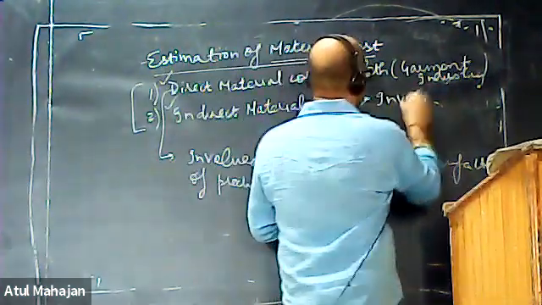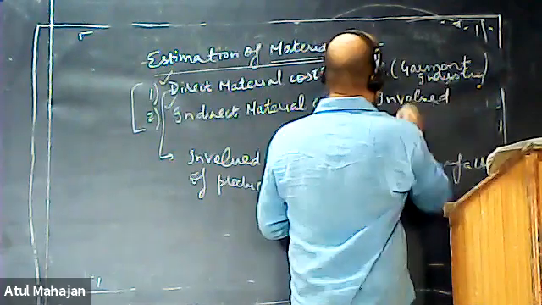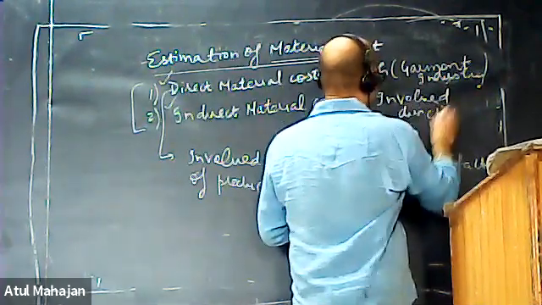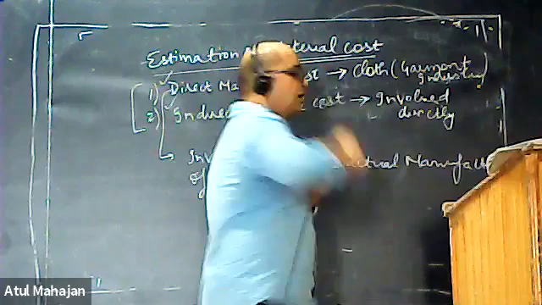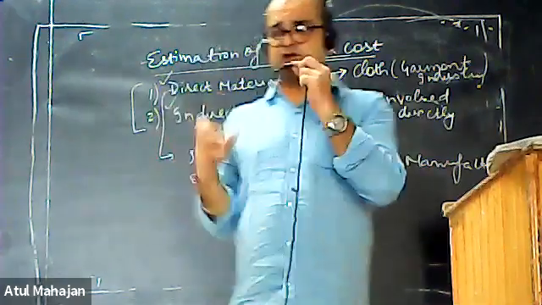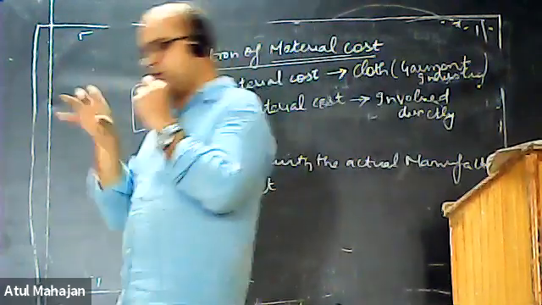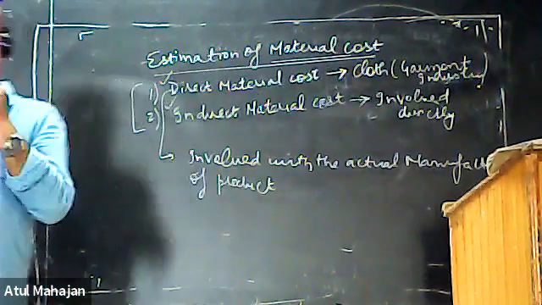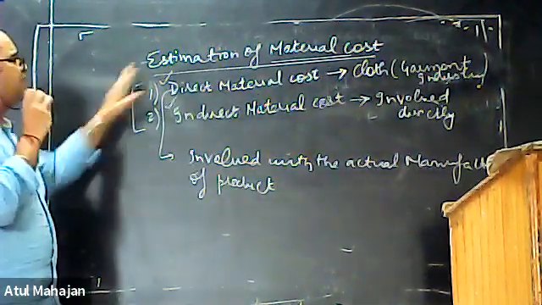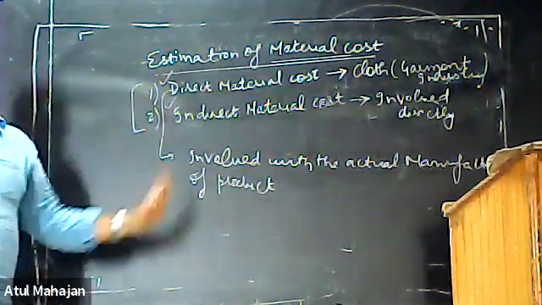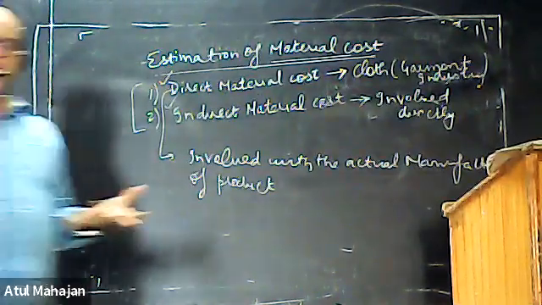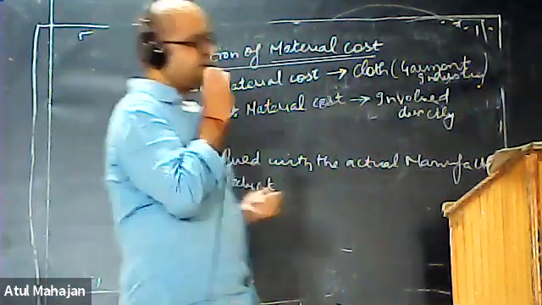Similarly, the indirect material cost is the one which is not involved directly. There are some indirect costs which are not seen on the product, but they actually come in the category of your material cost. Now, what are those costs? What kind of costs come under this category?